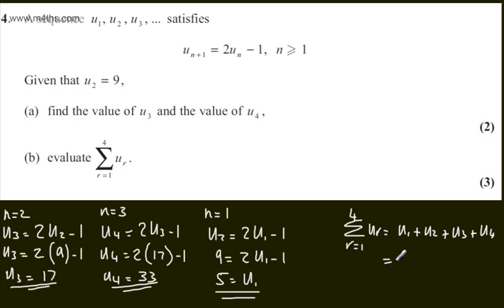So we can now say that this is going to be 5 plus 9 plus 17 plus 33. We can see now that this is going to sum to give 64, and we have 3 marks in total for part B.